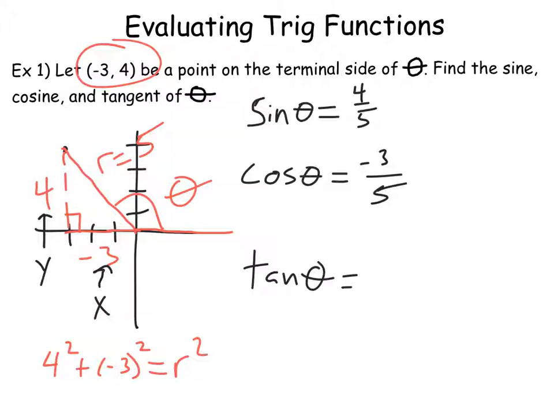Tangent is y over x, which would be -4/3. Okay, so really, as we move to a couple problems that are a little trickier, you're going to see the same thing, that what we're aiming for is to draw this diagram. Okay, because once you have that diagram completed, then you're in really good shape.